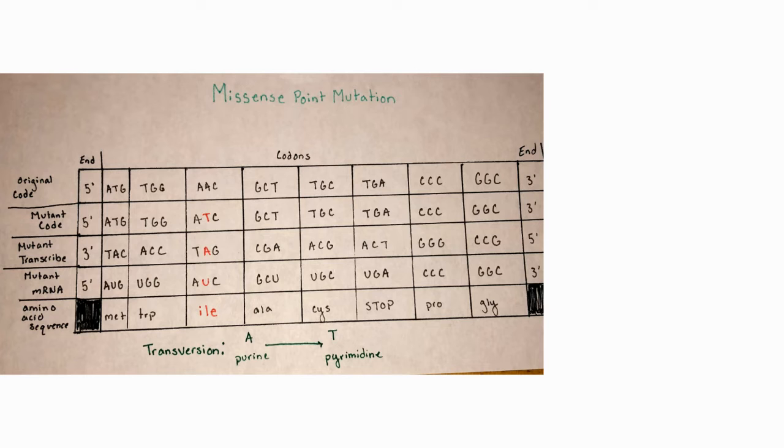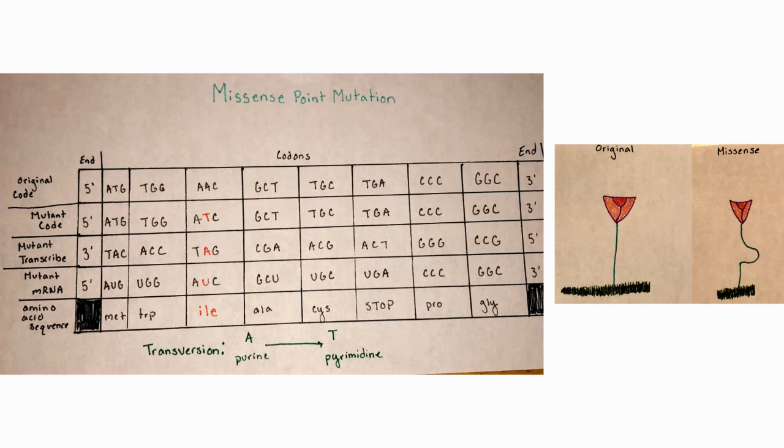The first mutation we will discuss is a missense point mutation. The base pair that changes in the original coding DNA strand causes a different amino acid to be sequenced from the mRNA strand. The changed base, as well as the corresponding changes it causes, are shown in red. This base change is a transversion since the base A, a purine, is replaced with the base T, a pyrimidine.